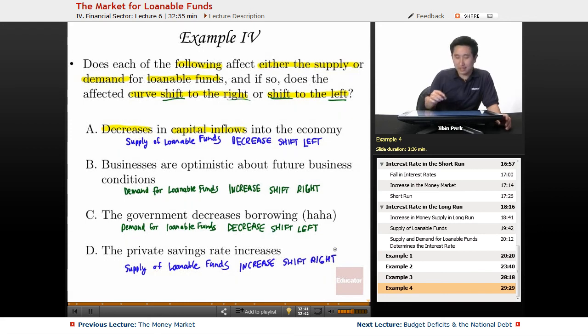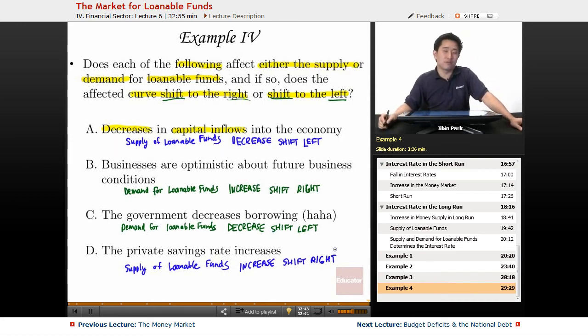So hopefully you got a sense of how to draw the supply for loanable funds graphs and see the connection in the short run versus the long run, and how it ties in with the money market.